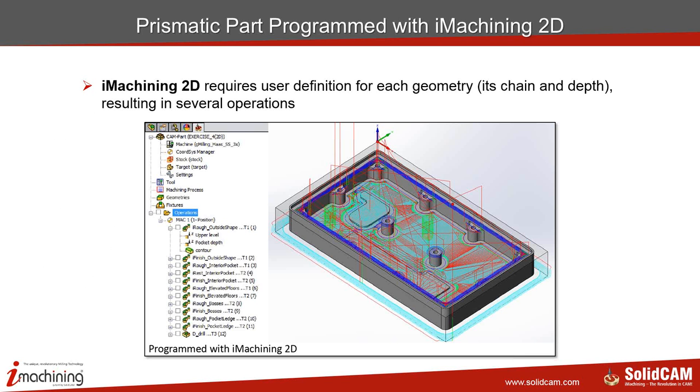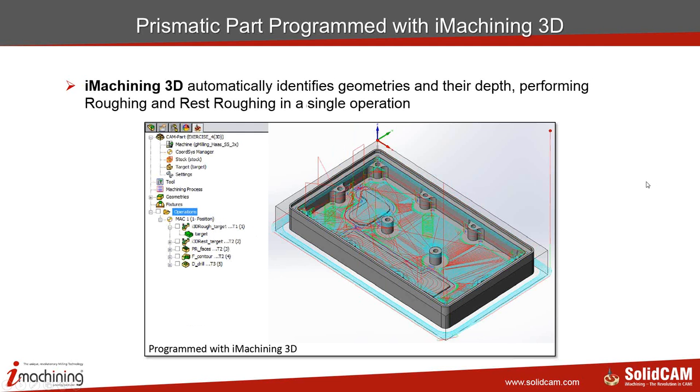Now, if you take a look also at a prismatic part, as I mentioned, it did require creating geometries for every single one of the chains, even a part like you see over here. And you can see all of the different operations just to do that. Whereas in iMachining 3D, it's a lot less, a lot easier. You can do, like I said, the roughing and the rest roughing in a single operation.